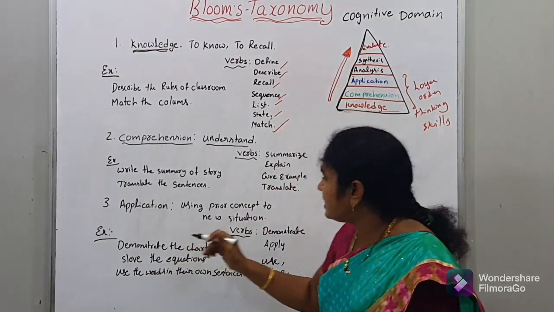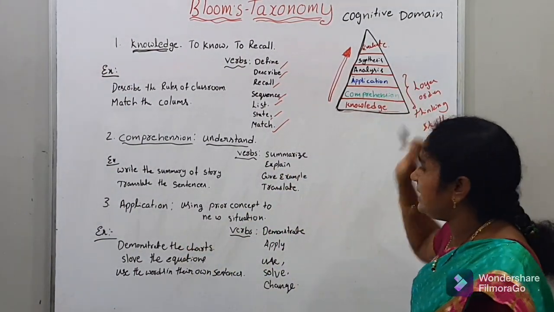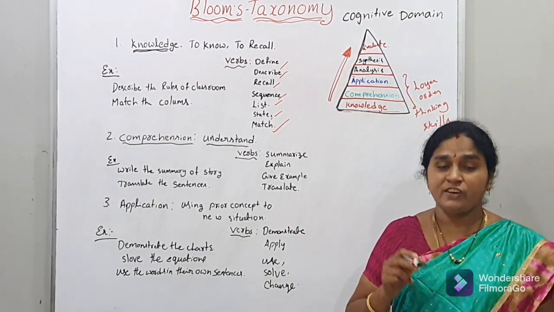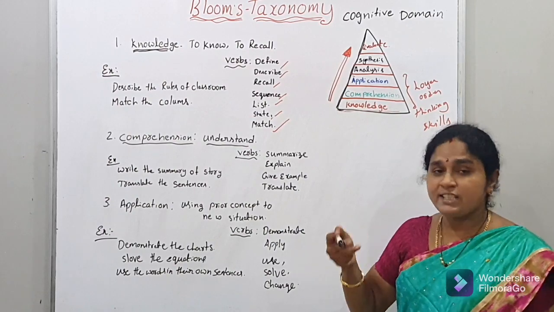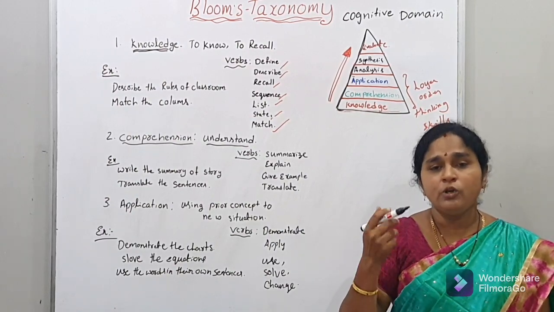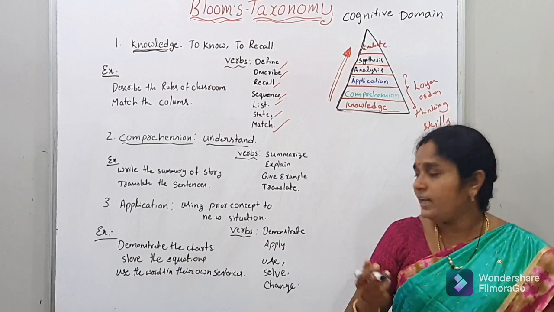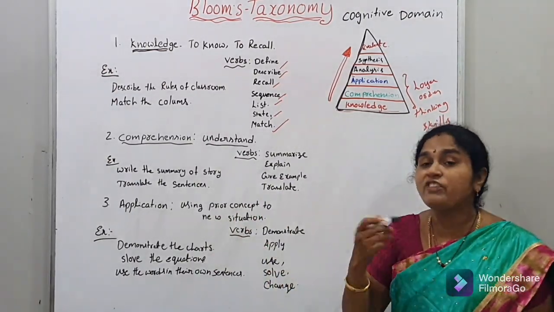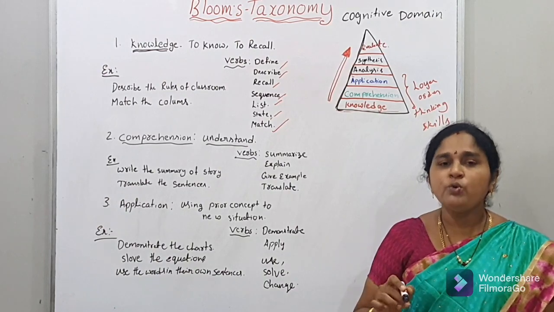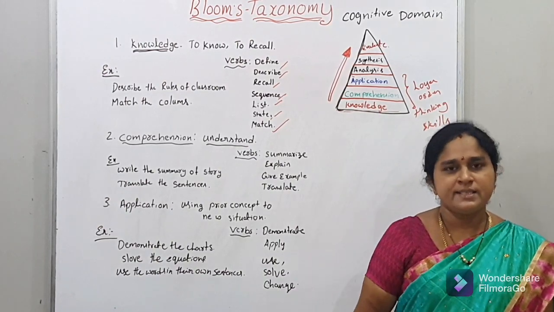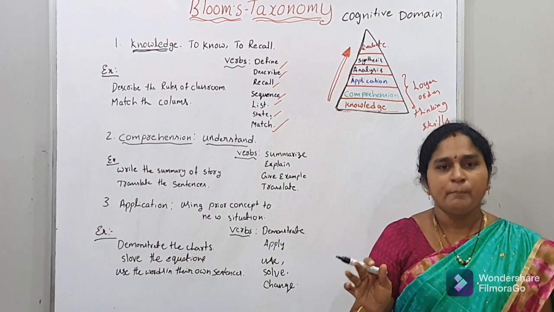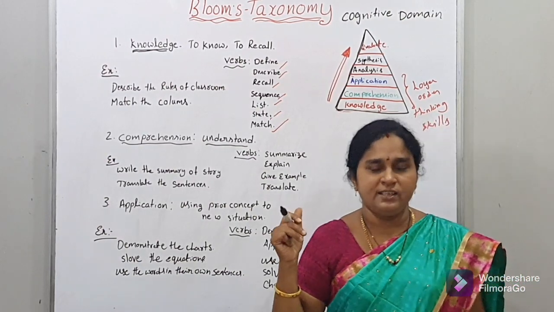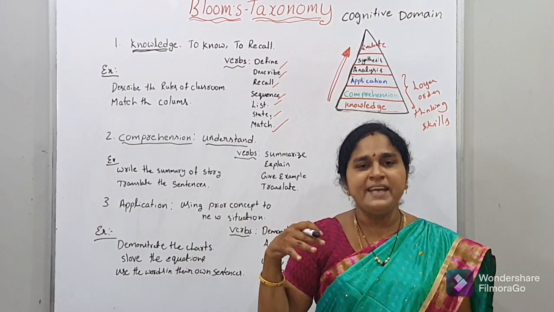Okay, the next, third level is application. Application is most important for the third level. That is also lower order thinking skills only. But here, we are using a prior concept in a new situation. We have the same topic, the same situation, but we are thinking of a new situation, like that. Okay, that is the main thing.